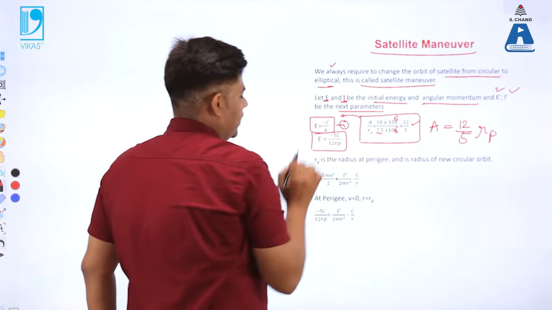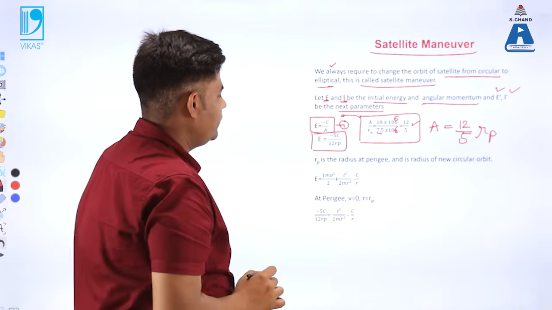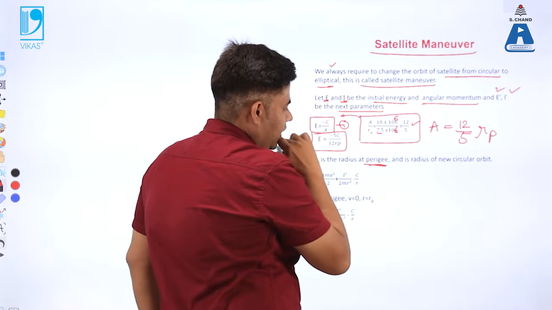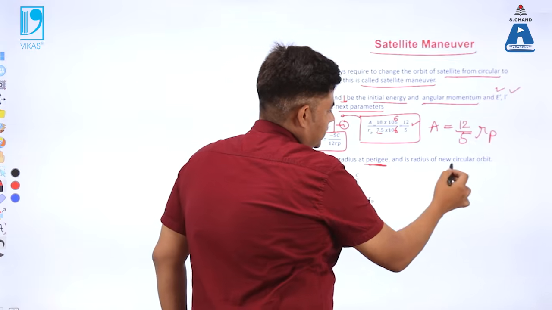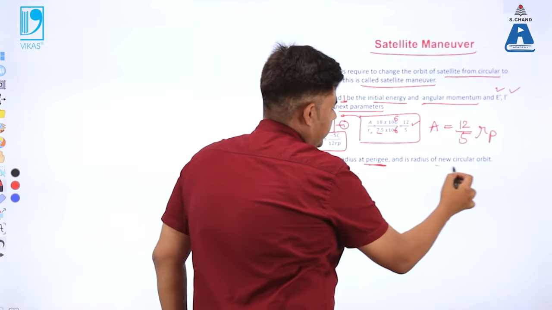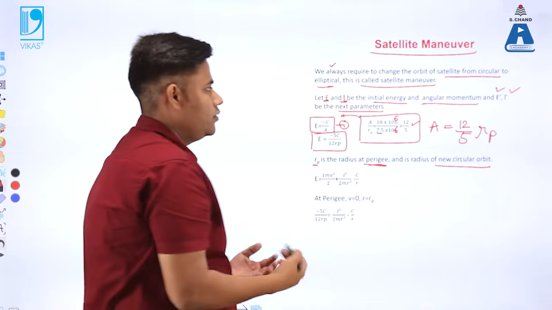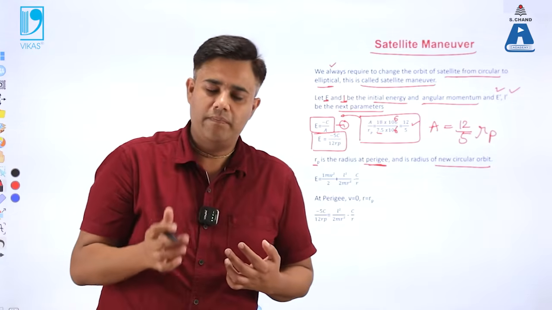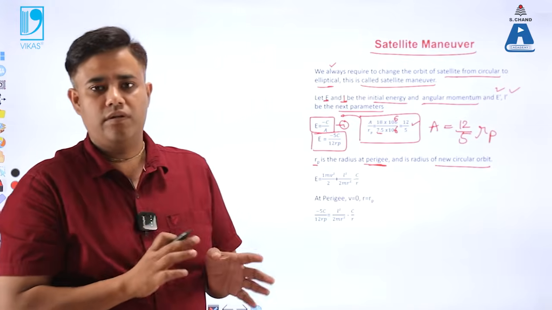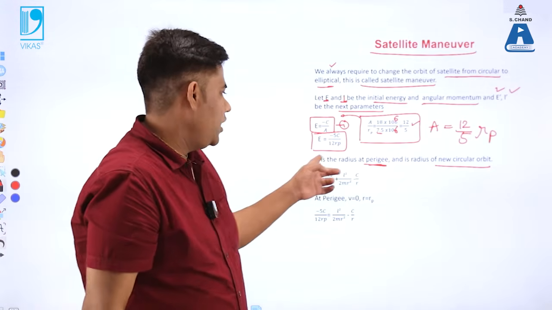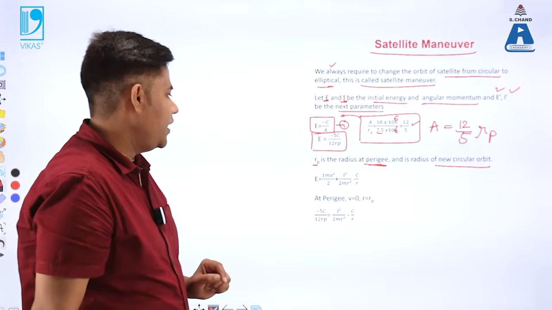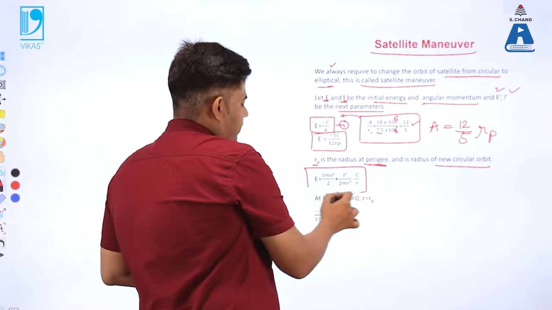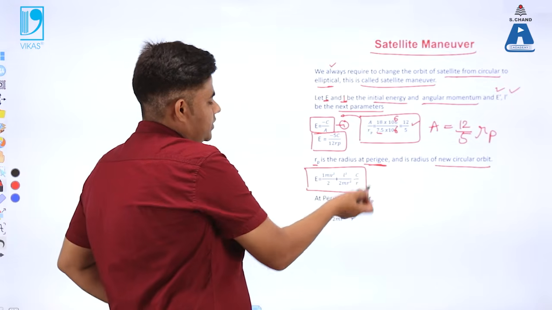So I can substitute this value, I will get an expression for E, where R is the radius of perigee and this R is the radius of new circular orbit. Let's say we want to change the orbit or the shape, the path of the orbit from circular to elliptical. So for that situation, we need to keep on changing the value of radius. Now energy associated is related to these terms.